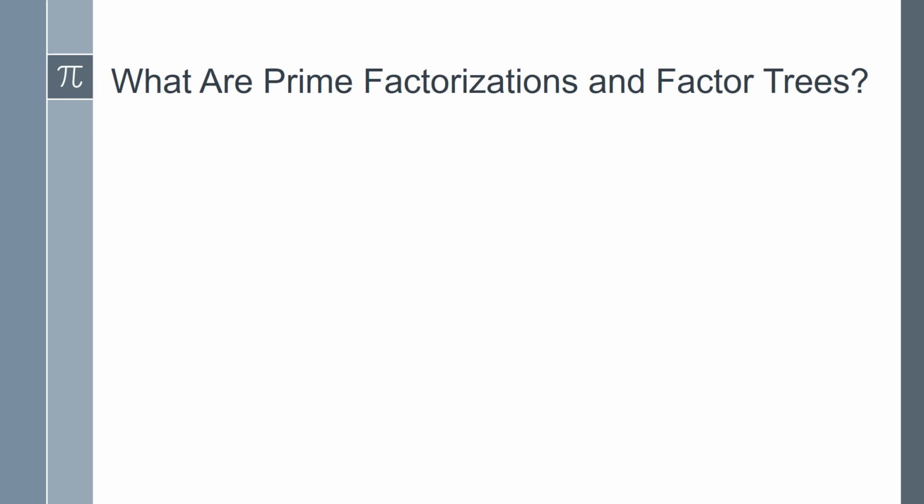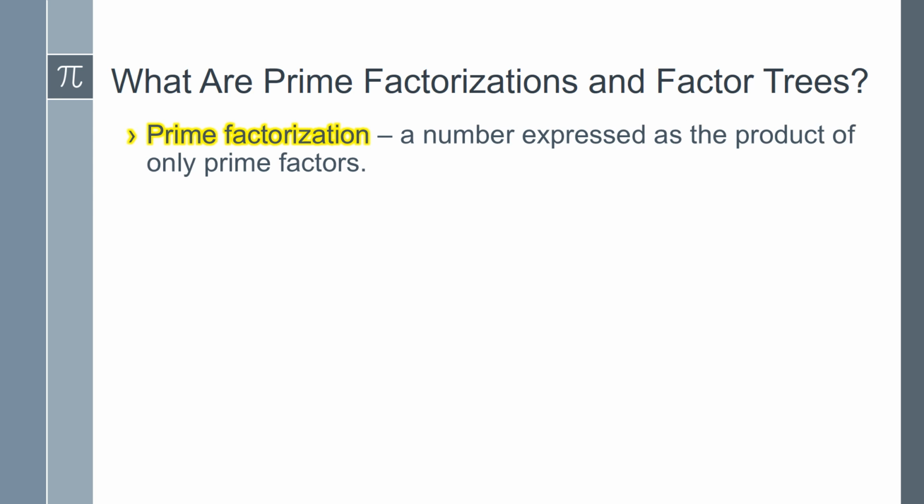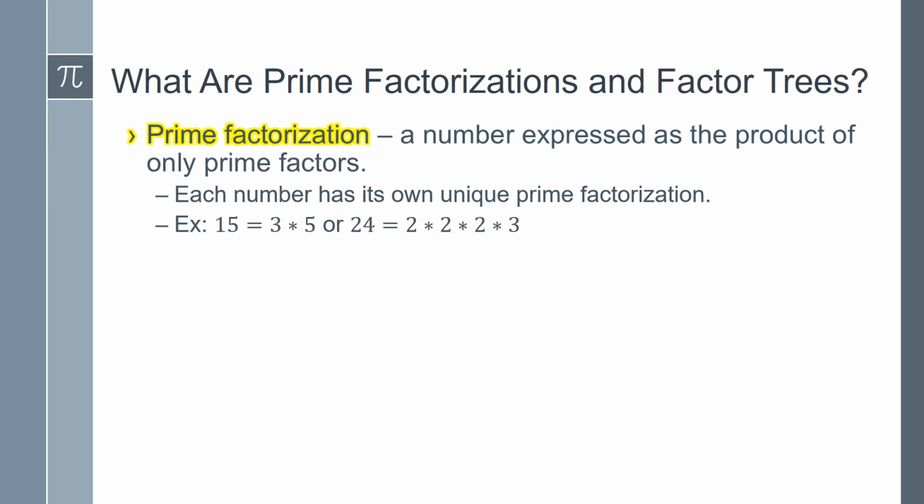Now we are ready to talk about prime factorizations and factor trees. The prime factorization of a number is that number expressed as the product of only prime factors. It's important to note that each number has its own unique prime factorization. Here are two examples. The prime factorization of 15 is 3 times 5. The prime factorization of 24 is 2 times 2 times 2 times 3.